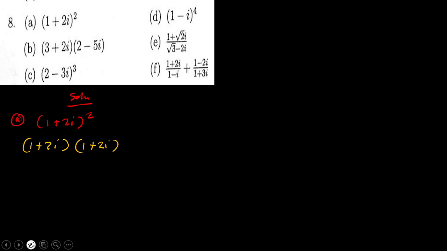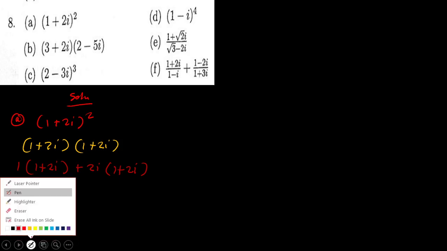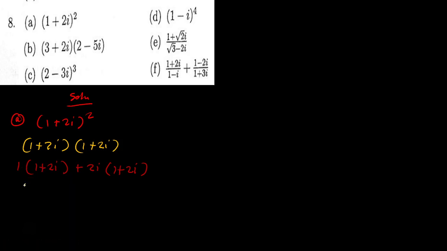Then from there, I'll multiply 1 by everything there. So I'll say 1 open bracket 1 plus 2i close bracket, then plus 2i, then 1 plus 2i. If you remember very well from class, 1 times 1 is simply 1. 1 times 2i is simply 2i. Then 2i times 1 is simply 2i. Then we have 2i times 2i. We know that i squared is simply negative 1. So 2 times 2 is 4, and 4 times negative 1 is negative 4.